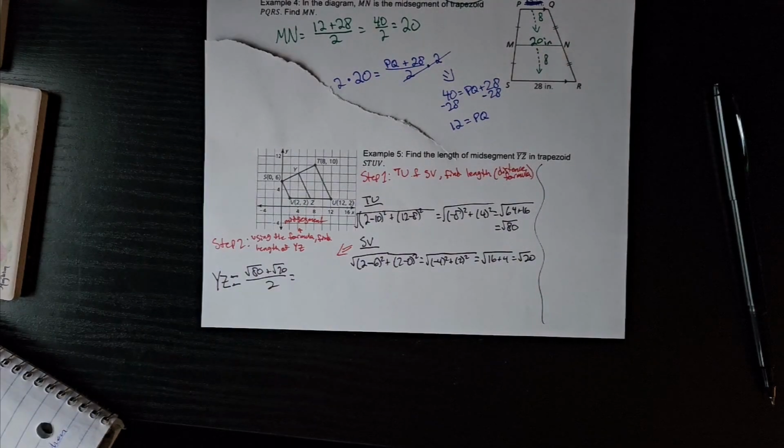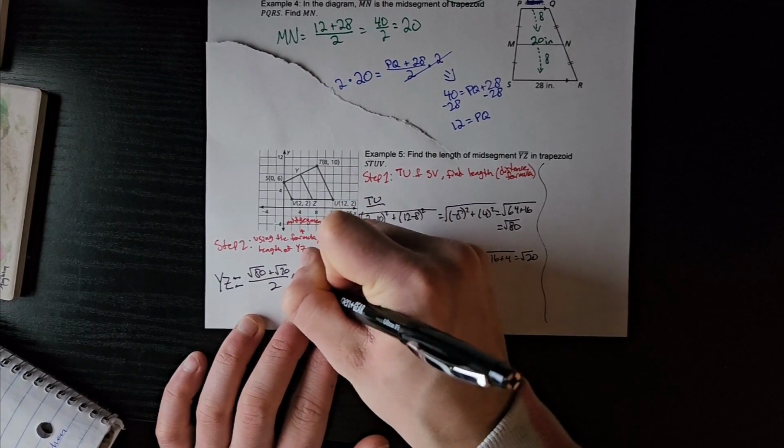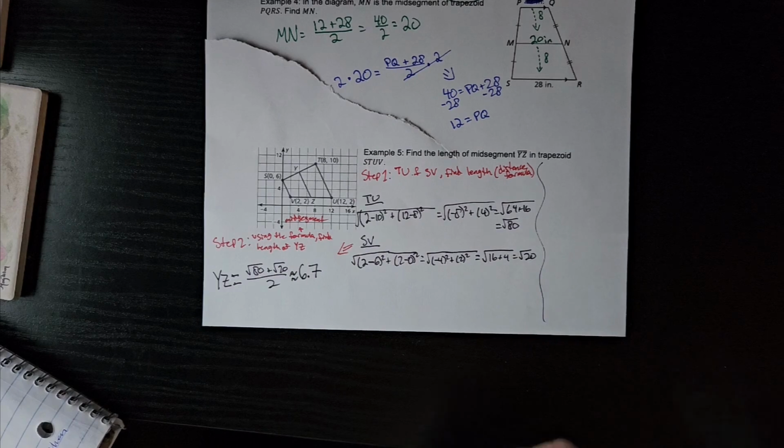Evaluate, please. We get 6.7. Oh, that was so close. Let's go. It's around 6.7. I'm doing it with square roots, but that was pretty good. Good job.